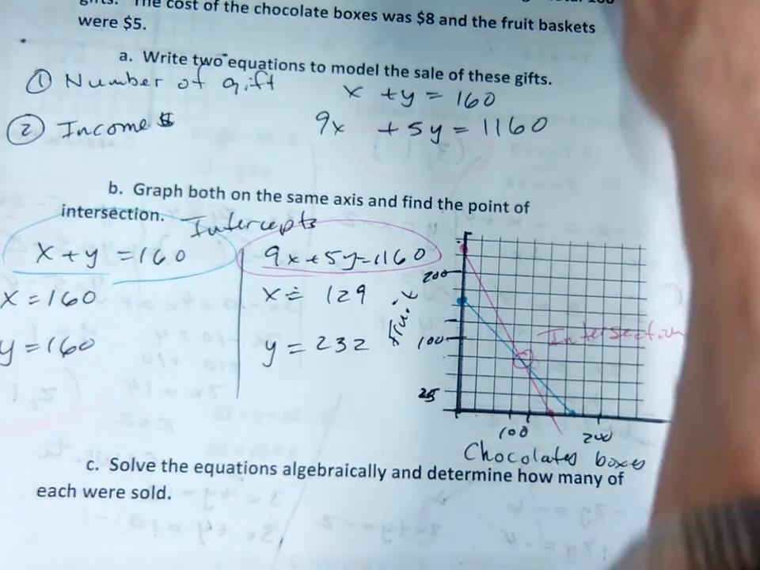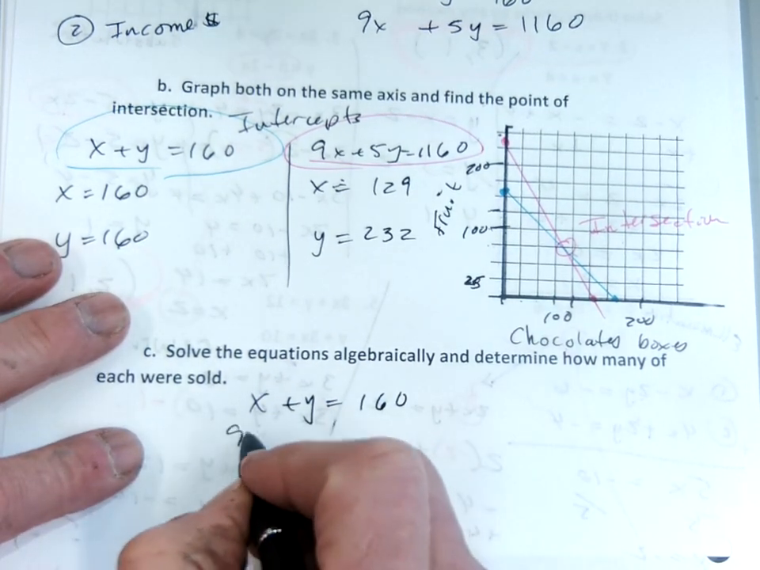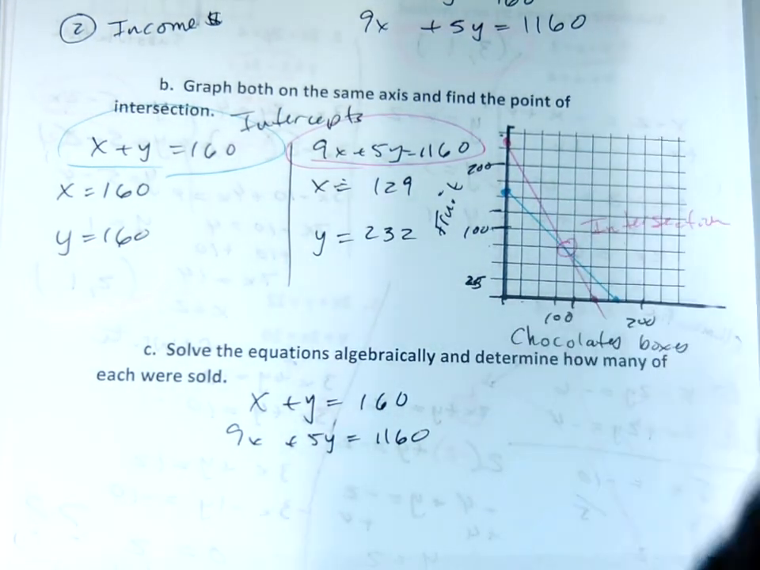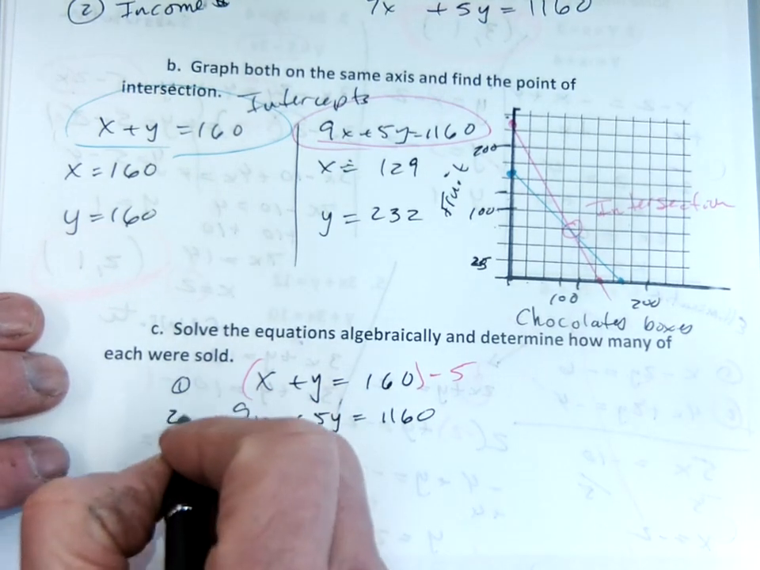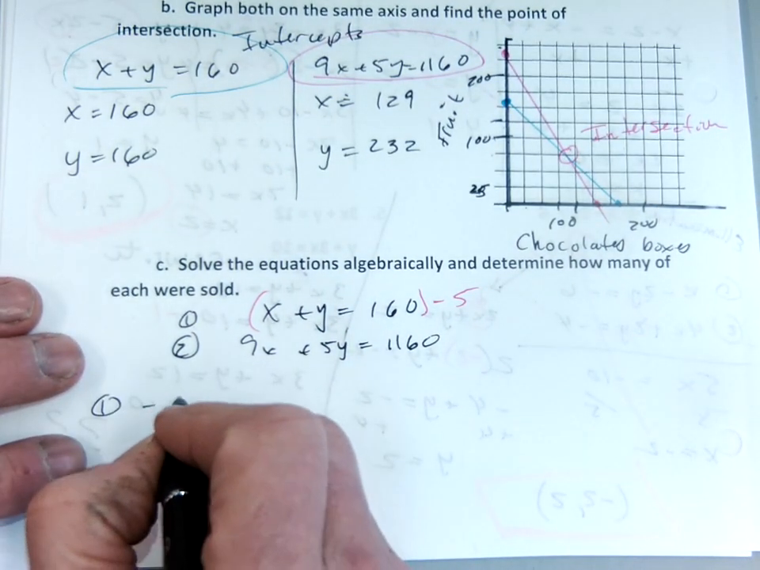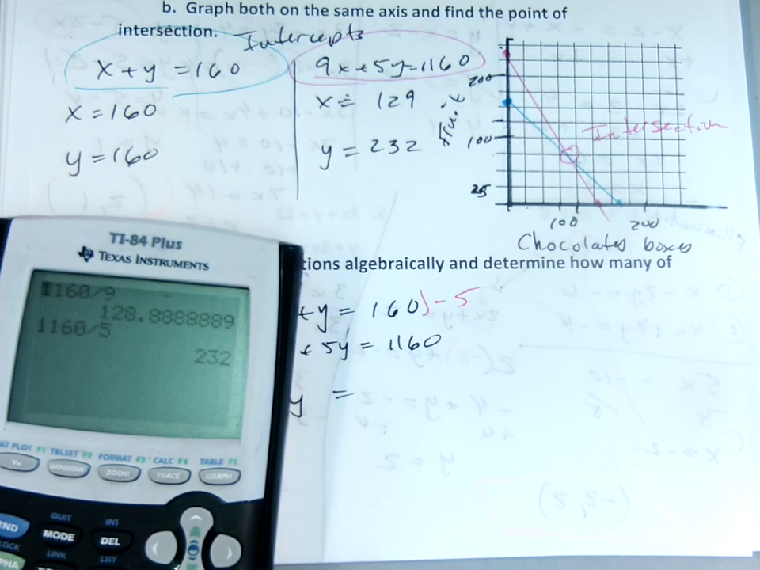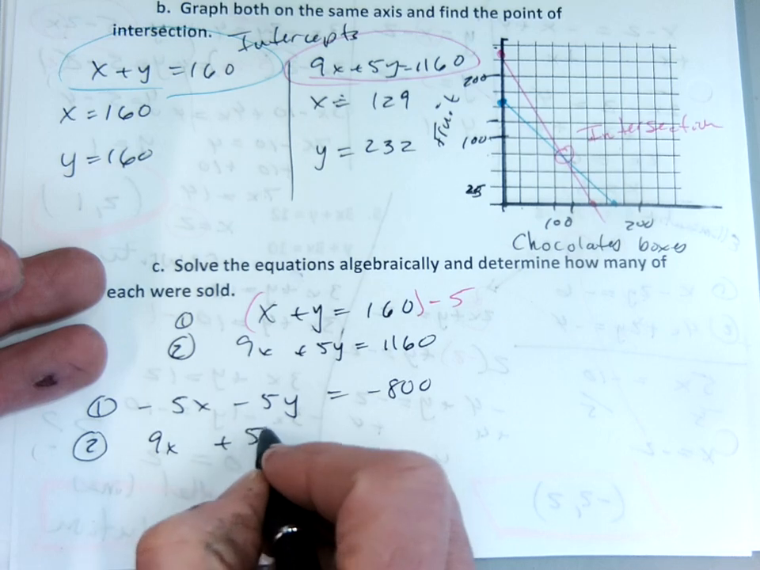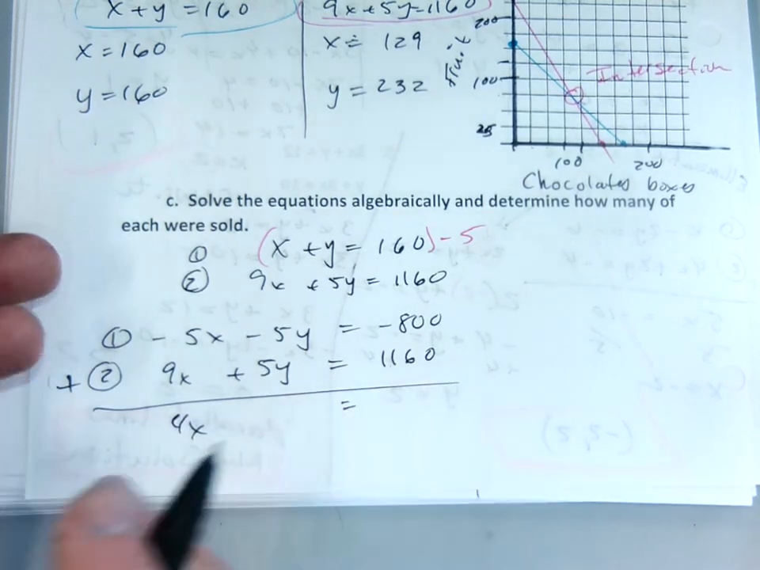Okay, to do it algebraically, we're going to set this up. We're going to go x plus y equals 160, and then 9x plus 5y equals 1160. I want to do it by the elimination method, so I'll multiply the first equation by negative 5. So equation 1 becomes negative 5x minus 5y equals 160 times negative 5, negative 800, and then equation 2 is 9x plus 5y equals 1160. Add the two equations, I get 4x equals 360.